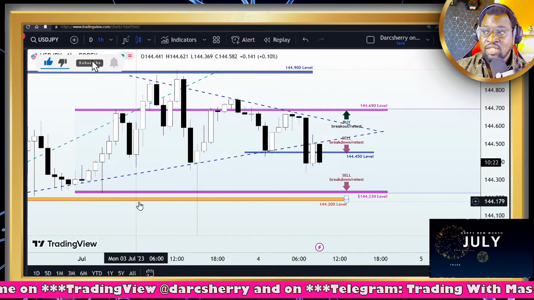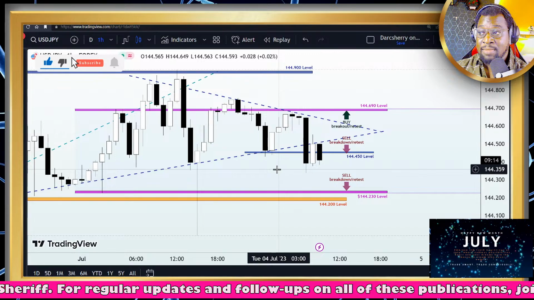So this morning I was able to identify some levels here, and one of the levels is the 144.450. That is one, and then I was able to connect the series of higher lows here since the beginning of this week to give us an ascending trend line to work with for today. Then in addition to the ascending trend line, we also have a descending trend line too.